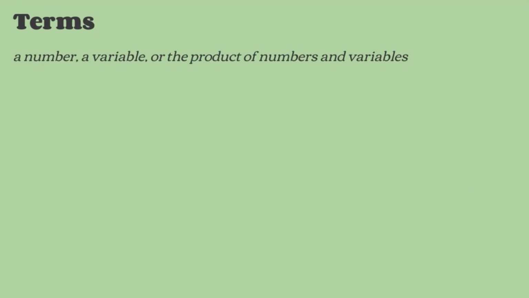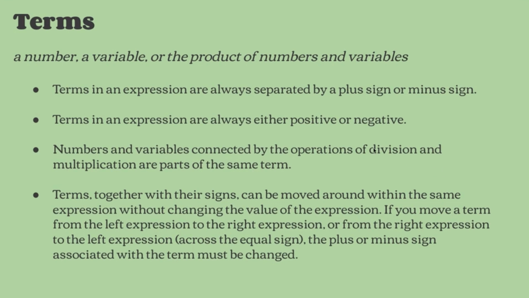So let's go over terms, which is a number, a variable, or the product of numbers and variables. Terms in an expression are always separated by a plus sign or minus sign. Terms in an expression are always either positive or negative. Numbers and variables connected by the operations of division and multiplication are parts of the same term. Terms together with their signs can be moved around within the same expression without changing the value of the expression.